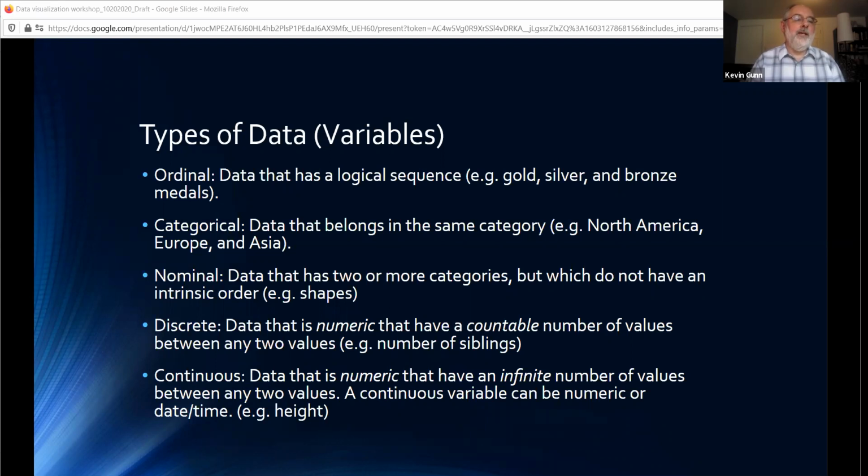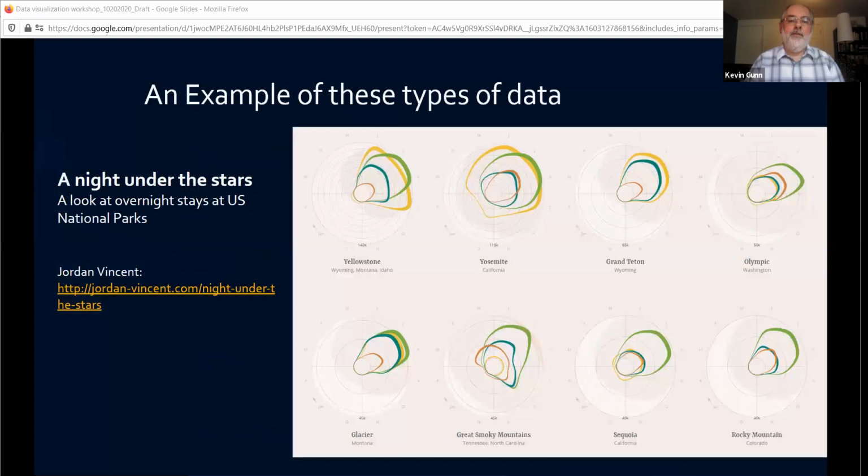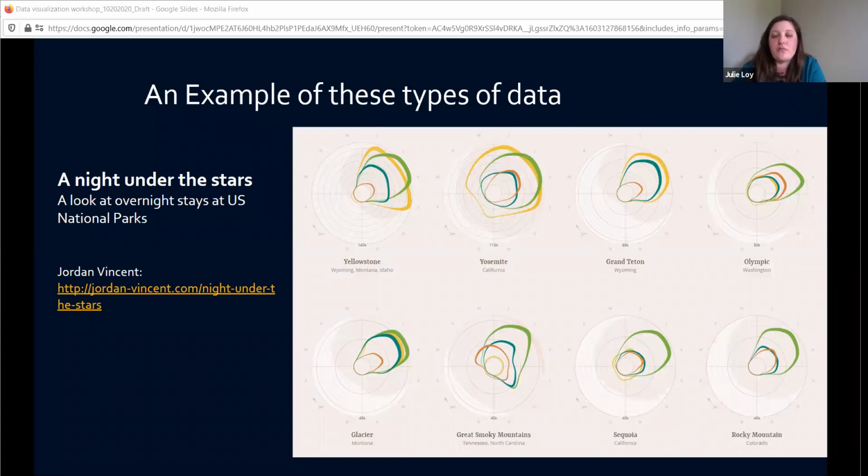And then you have continuous data, which is numeric and has an infinite number of values between any two values. So you can look at height, that sort of thing. We actually have an example of these types of data. This is from Jordan Vincent, and what he did is he took a look at overnight stays in US national parks, and he combined ordinal, categorical, and quantitative data together.